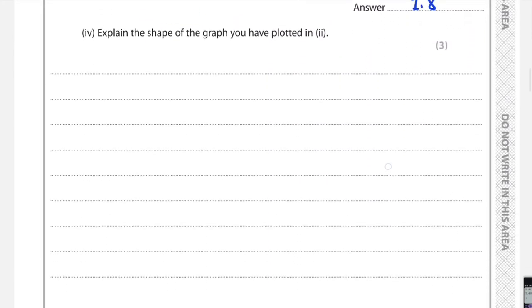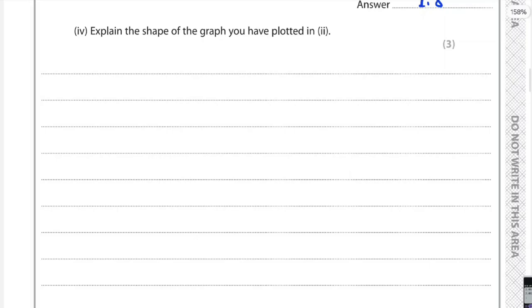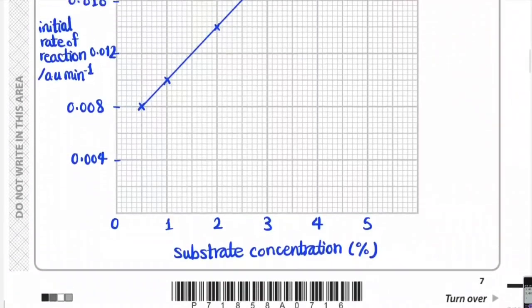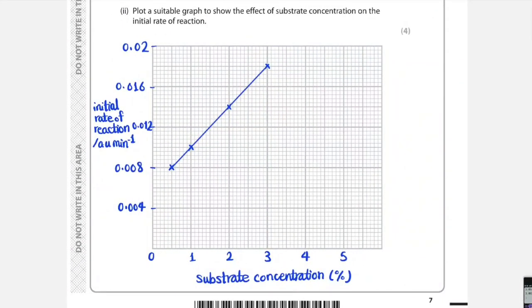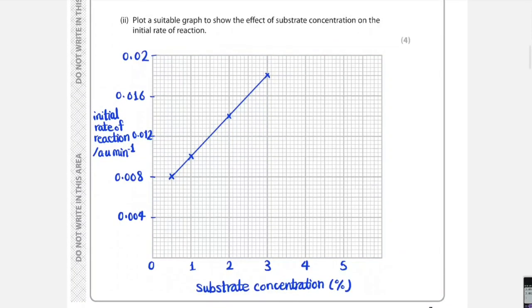Next, we've got an explanation question. Explain the shape of the graph you have plotted in question II. And as we've come to the explanation part, as the substrate concentration increases, we are finding that the initial rate of reaction is also increasing. And why is this? It's because there is more substrate, so more collisions and more enzyme-substrate complexes are formed. I guess that's really basic information based on what you've learned in O level and in A level.